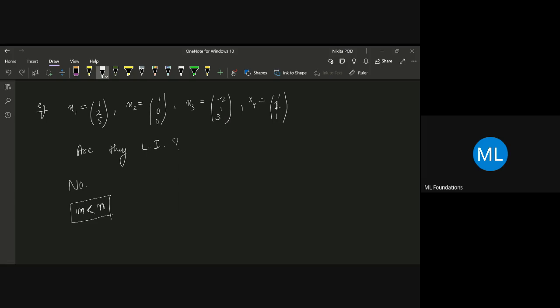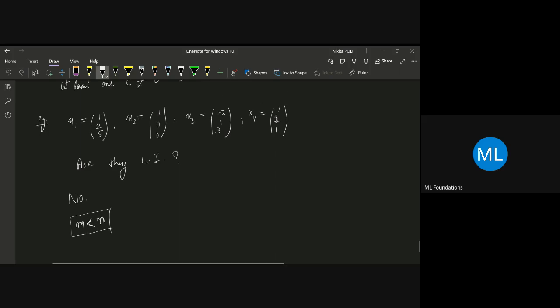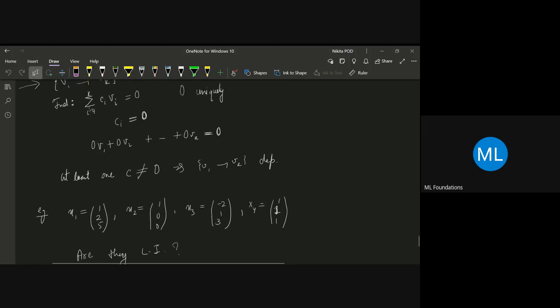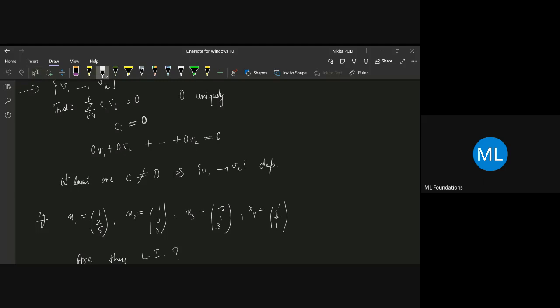So it means you will have at least one non-zero vector, at least one free variable. So it will not be full rank, and from there you can say it is linearly dependent. But did you check using this definition?